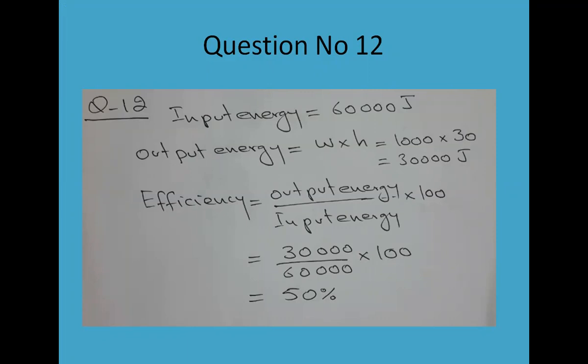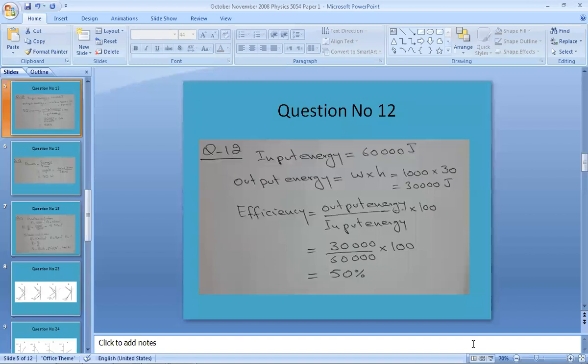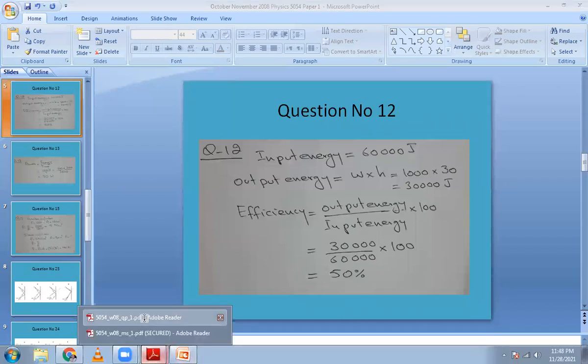So the efficiency formula is useful output energy. I have not written "useful" on the slide, but that word is very important. We always say useful output energy divided by the total input energy multiplied by 100. So that will be 30,000 divided by 60,000 multiplied by 100, and your answer will be 50%. So the efficiency is 50%. That's question number 12. Let's check.